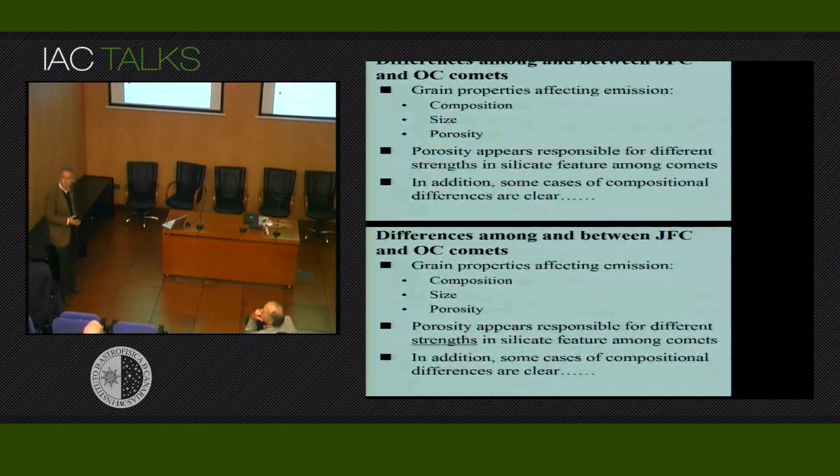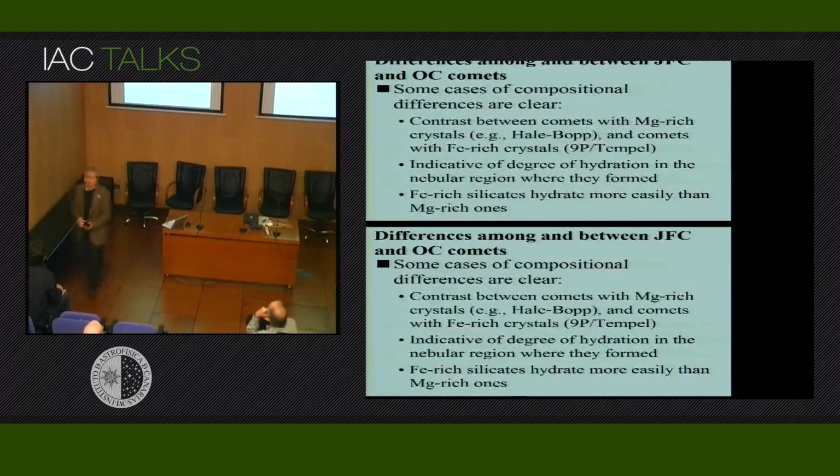So, in terms of different compositions, not just porosity, we have some cases where the compositional differences are clear. And again, this is one of the reasons why I chose these two objects. There's an interesting contrast between magnesium-rich crystals in Hale-Bopp, for example, and in most of the Oort-Cloud comets, we have magnesium-rich crystals. So these are crystalline olivine and pyroxene, which are magnesium-rich.